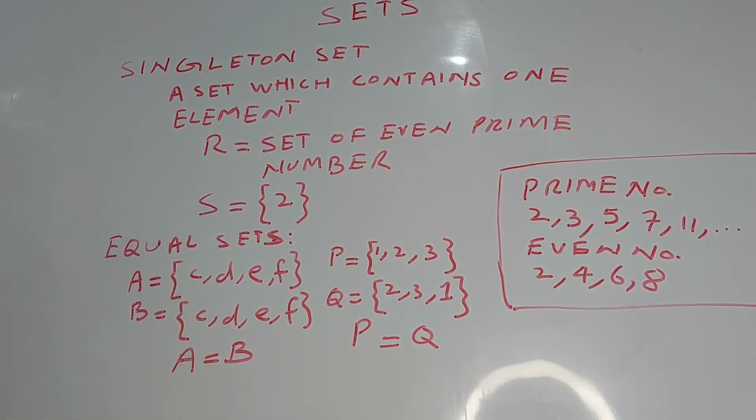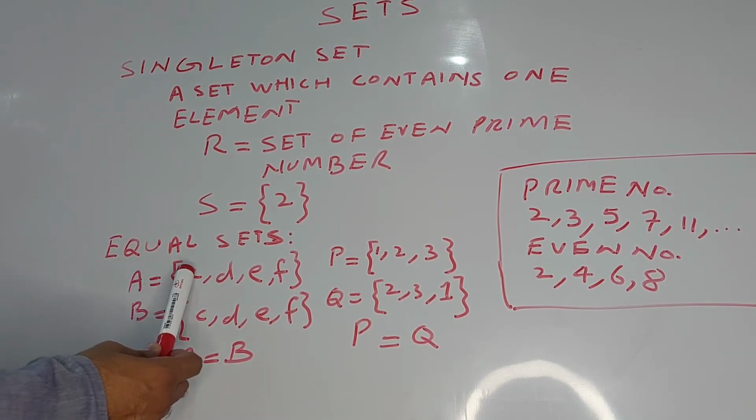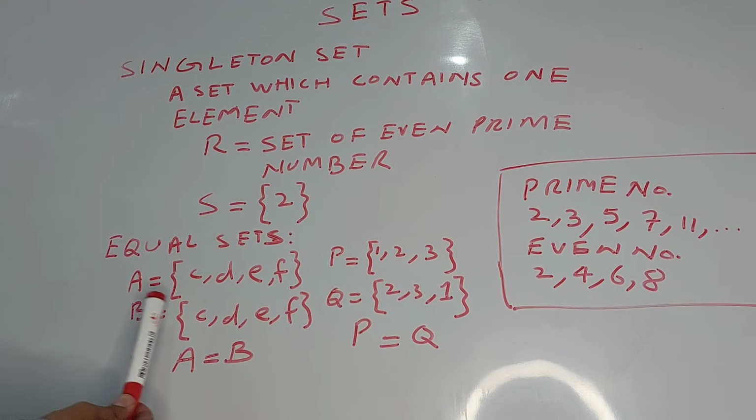Next is equal sets. Two sets A and B are said to be equal if they contain the same elements. Every element of set A is an element of set B, then these two sets are equal. For example, A contains C, D, E, F and set B contains the elements C, D, E, F. Every element of A belongs to set B. Every element of A is in set B, so A is equal to B.